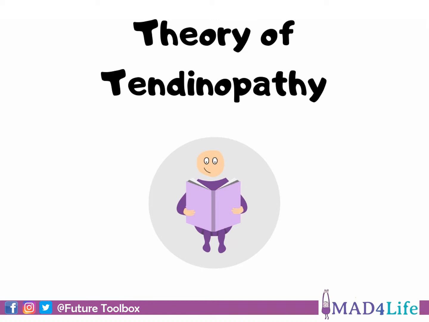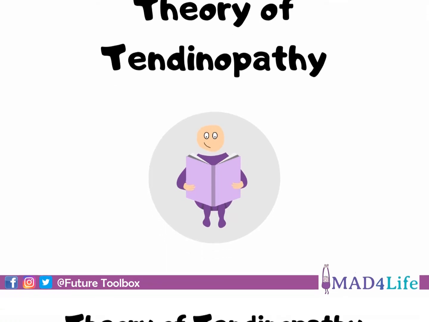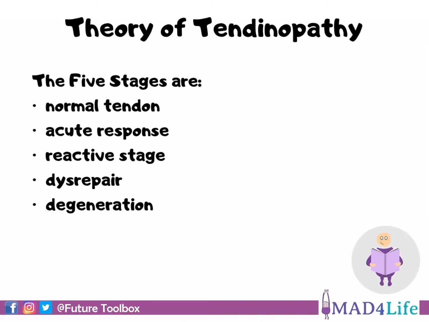Today we're going to use a technique from Mad for Study in order to help us revise for a sports science degree. The theory of tendinopathy is the subject today. Let's take the 5 stages. This is what we need to remember in order to pass our exam. We need to remember in order: the normal tendon, the acute response, the reactive stage, disrepair and degeneration.